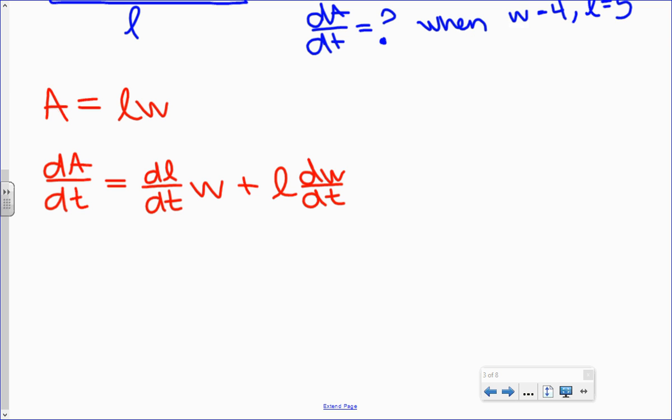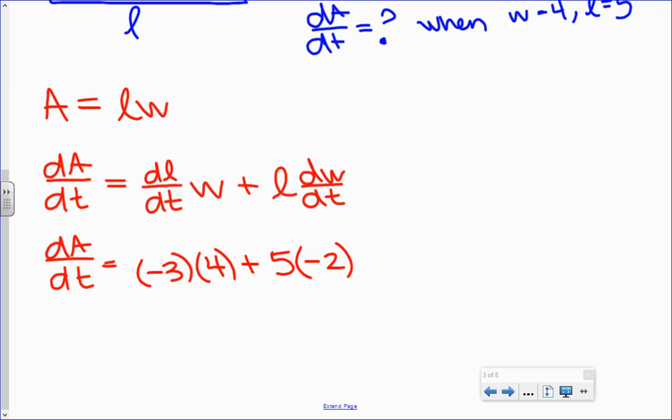Okay, so now let's throw in what we know. We are looking for dA/dt. dL/dt, we said, was negative 3. We are looking for dA/dt when W is 4, L is 5, and dW/dt is negative 2. So what's dA/dt?